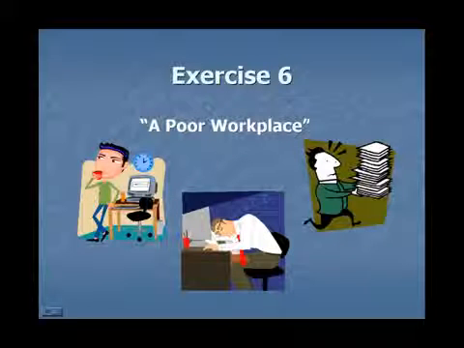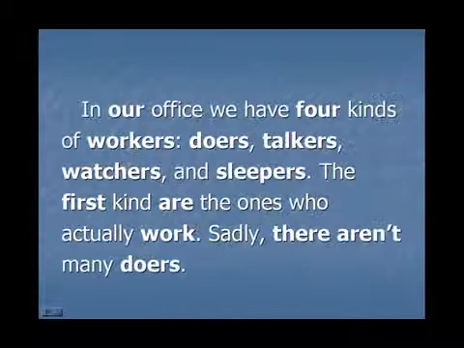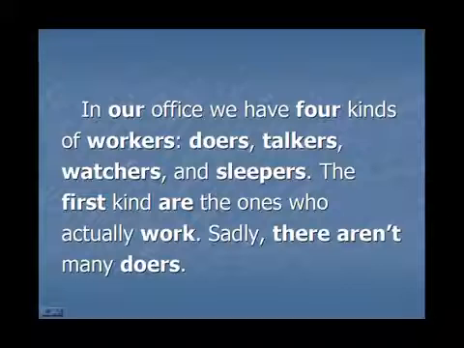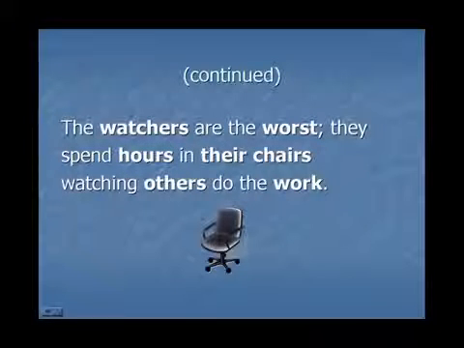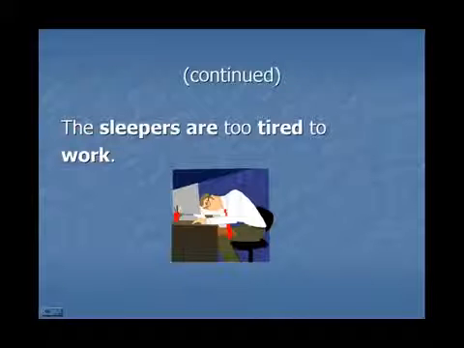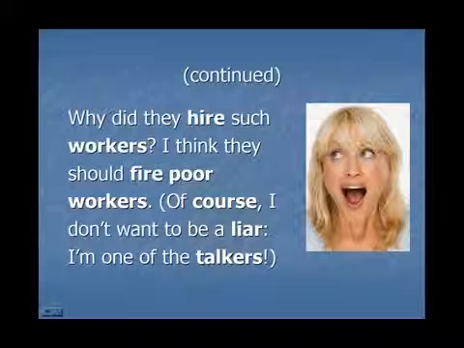Exercise 6. A poor workplace. Listen to the text. In our office, we have 4 kinds of workers: doers, talkers, watchers, and sleepers. The first kind are the ones who actually work. Sadly, there aren't many doers. The talkers might care about their work, but they talk more than they work. The watchers are the worst. They spend hours in their chairs watching others do the work. The sleepers are too tired to work. Why did they hire such workers? I think they should fire poor workers. Of course, I don't want to be a liar. I'm one of the talkers.